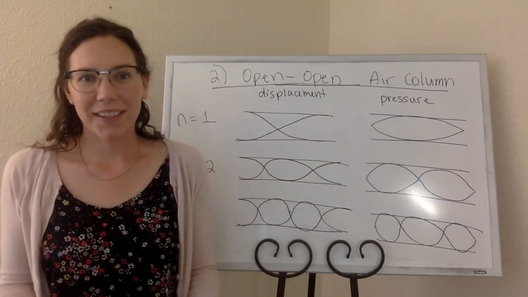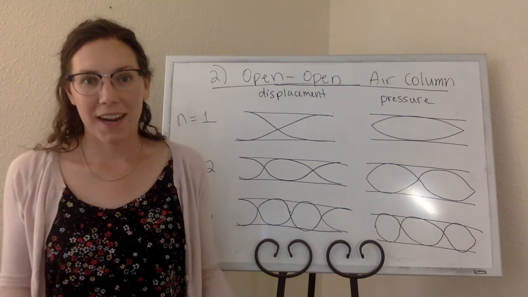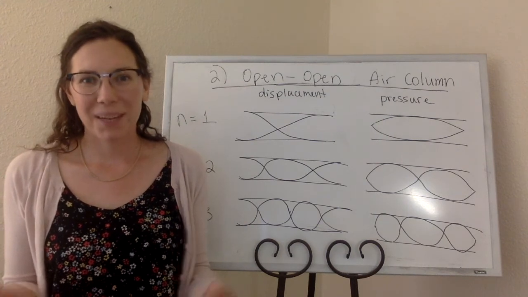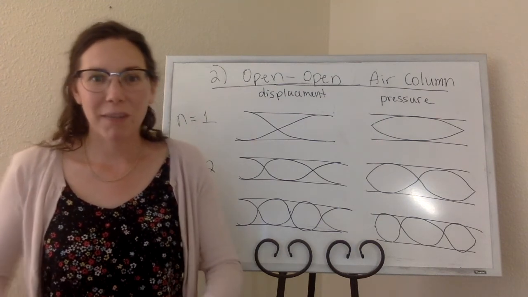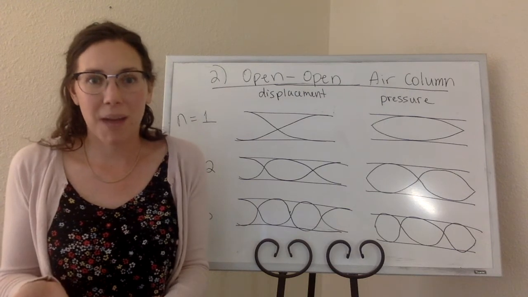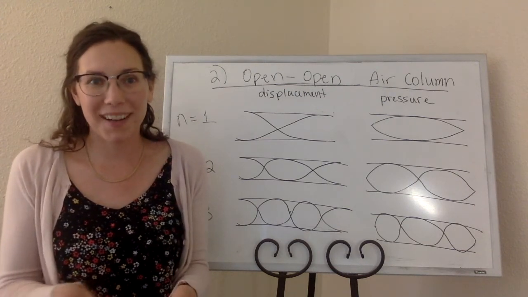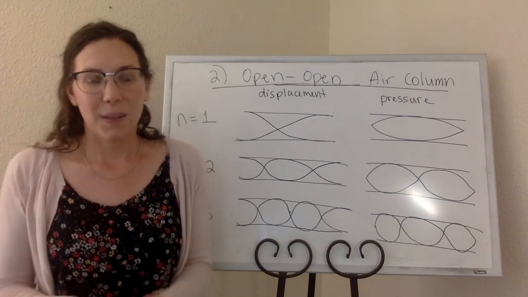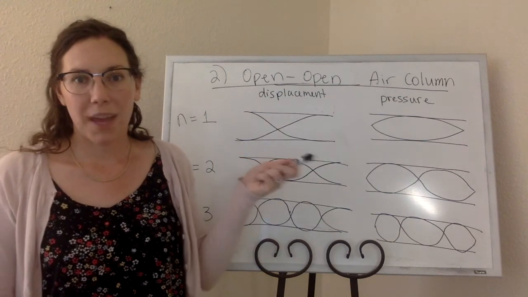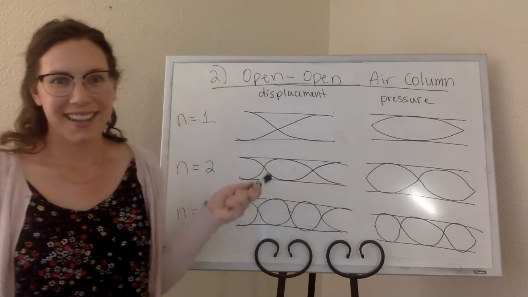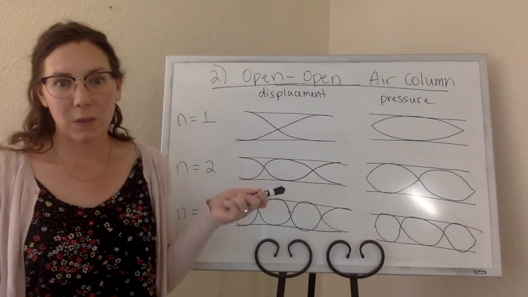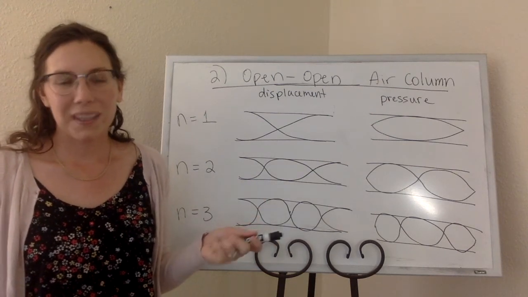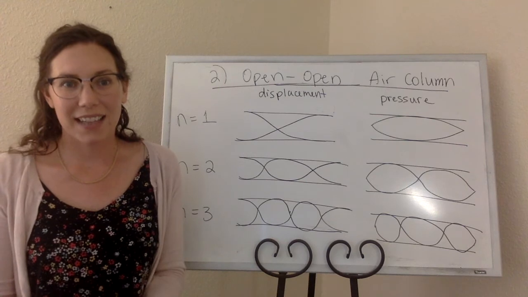Okay, the diagrams look a little bit different for an open air column. So remembering that at both open ends, we need a displacement antinode. Then we're essentially filling in the simplest resonance pattern that could be produced at n equals 1 and increasing the number of nodes for each diagram from there. So n equals 1 has antinodes on both ends and one node in the middle. Then n equals 2 has two nodes with antinodes at both ends. And n equals 3, three nodes, and making sure that each end is an antinode.